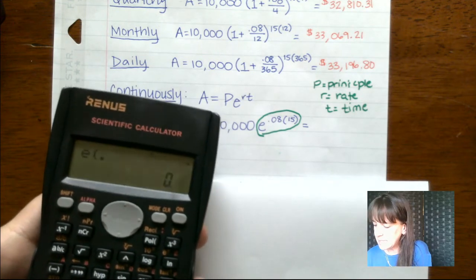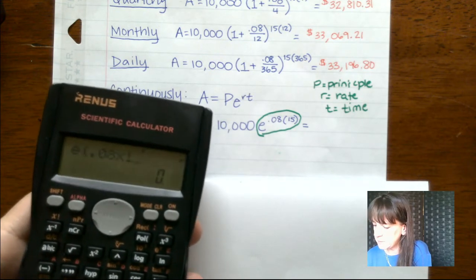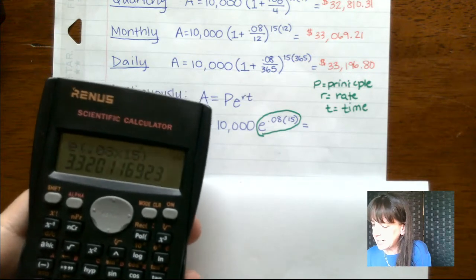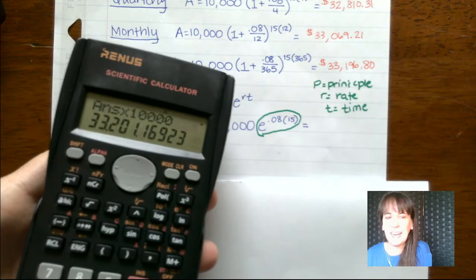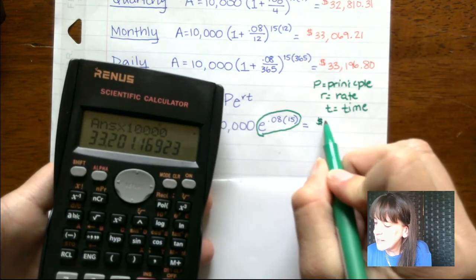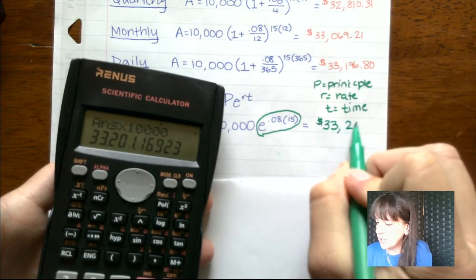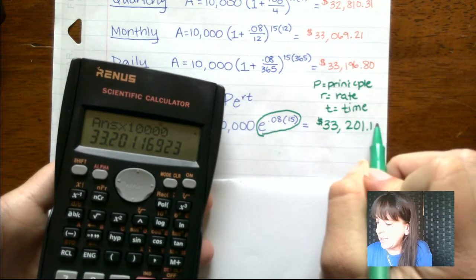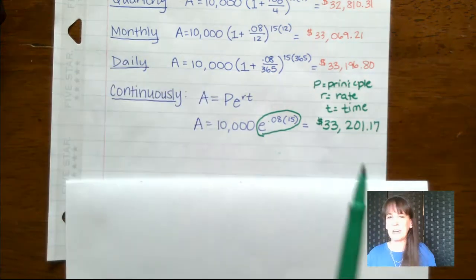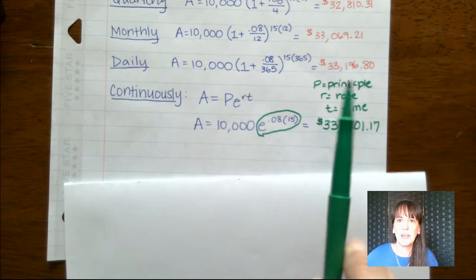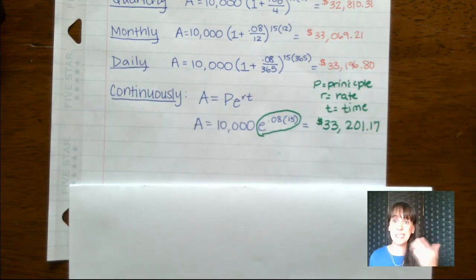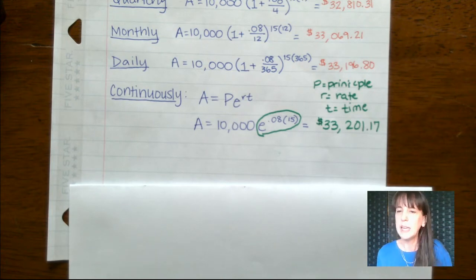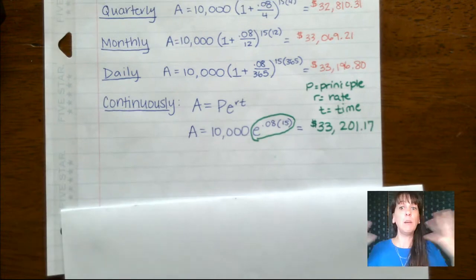So we got 0.08 times 15 and e times 10, 1, 2, 3 equals that. Okay, there we go. So I end up with 33,201.17, and I'm rounding, so 33,201. Now, compounding daily is really close to that, but compounding continuously is just a little bit more. So if you have the option to compound continuously, that is a better choice. So that's what compounding continuously is.